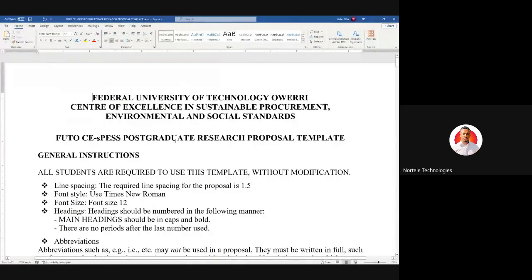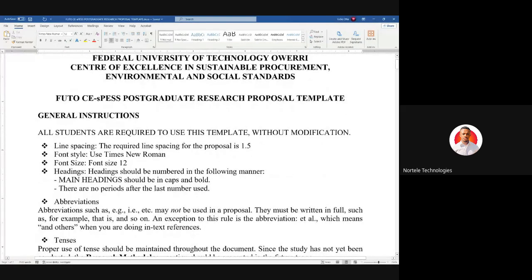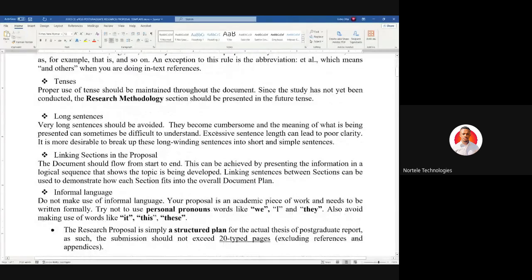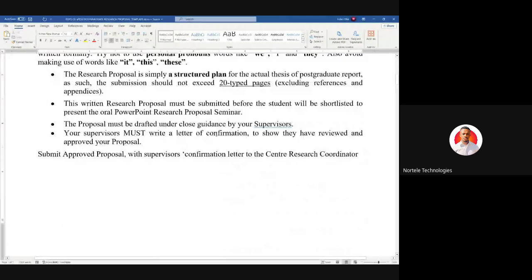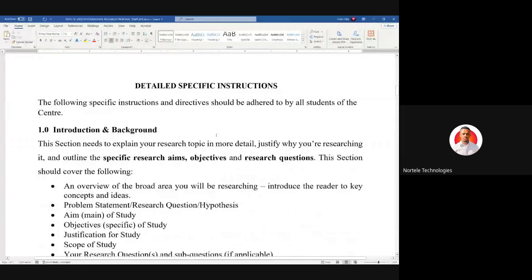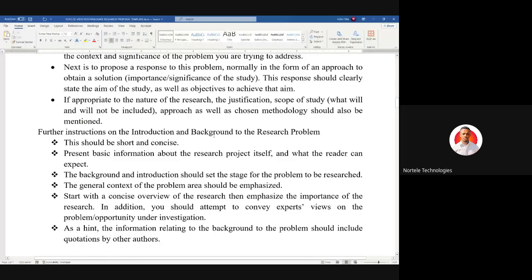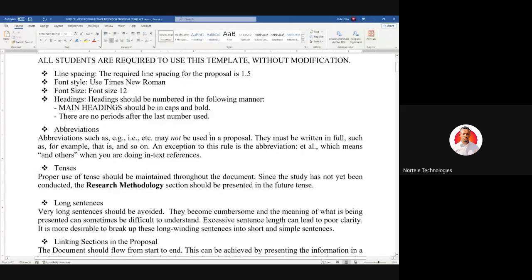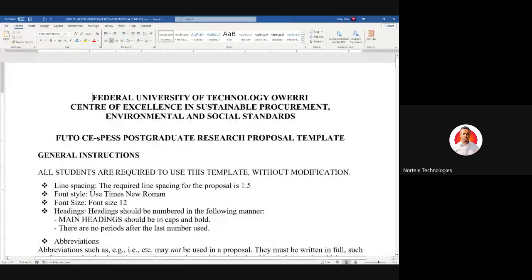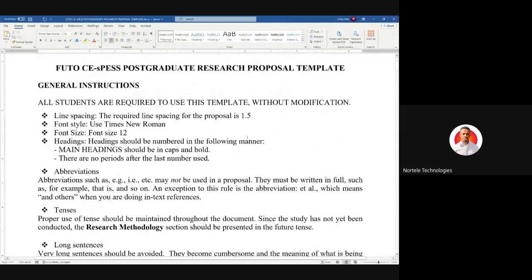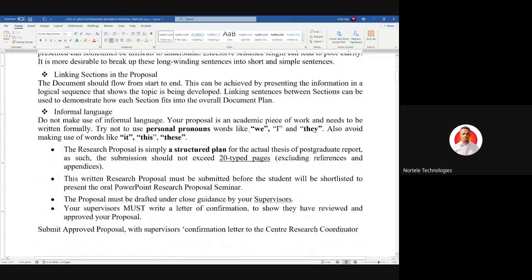Right here we are using this proposal. If you're not in CSPS, you can understand that this is just a typical template that is given for any kind of research. You can apply it to your school or your program, wherever you're having it. So this is the template we'll be using. Right now we're going to go straight to the point.